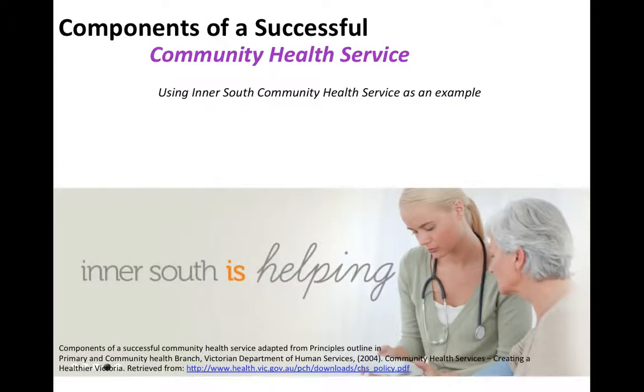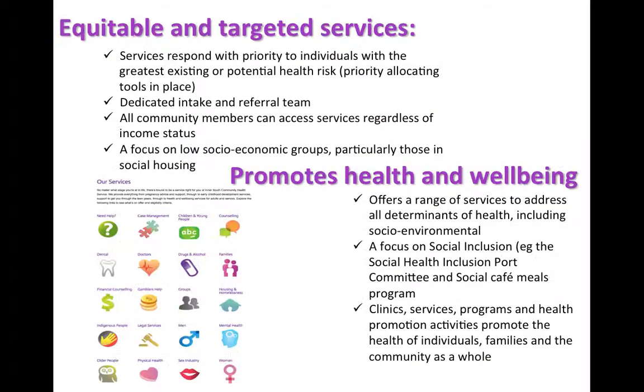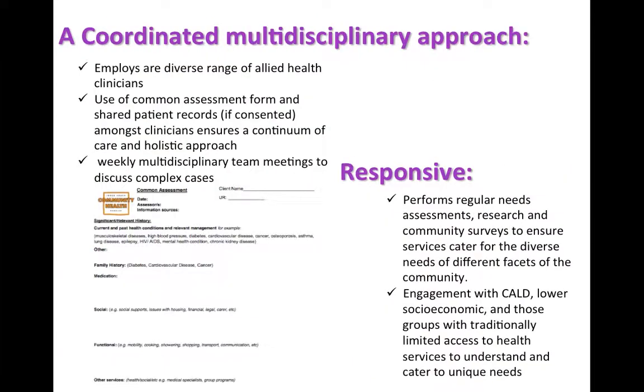A number of components are required for a successful community health service. They must be accessible to all members of the community, strive for quality, provide equitable and targeted services to reach those with the greatest need, and always promote health and well-being. Services should be coordinated with a multidisciplinary approach and should be responsive to the needs of the local community.